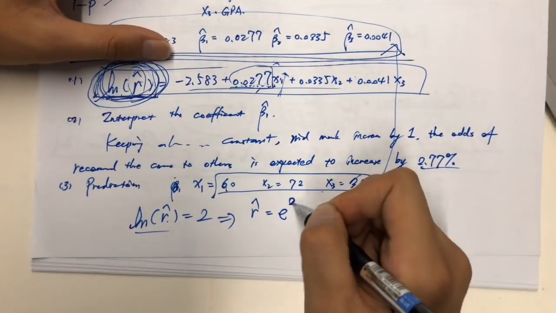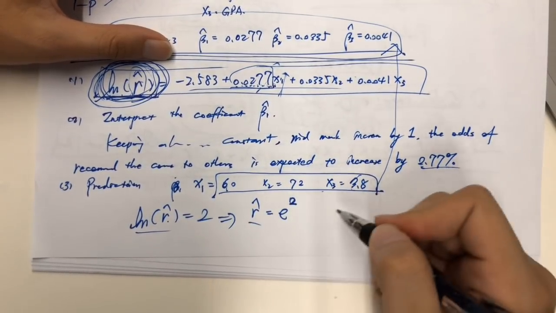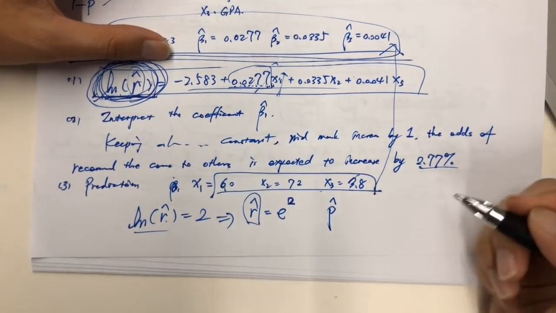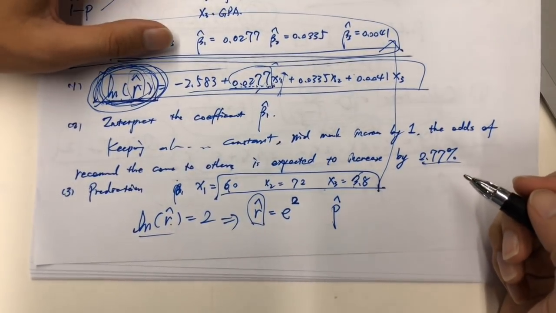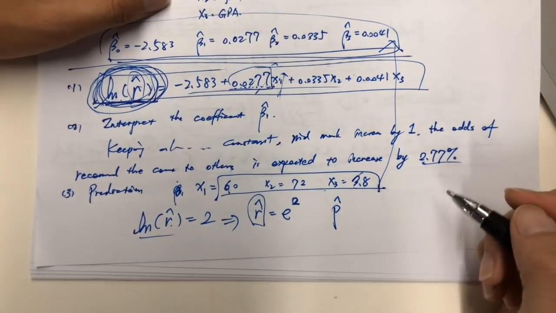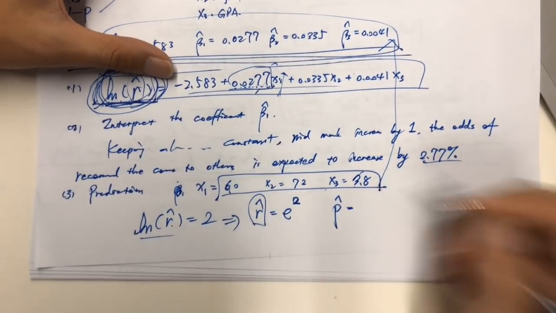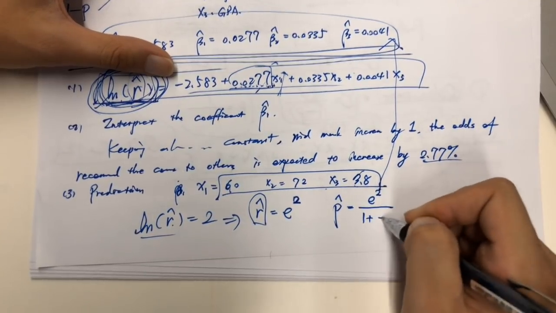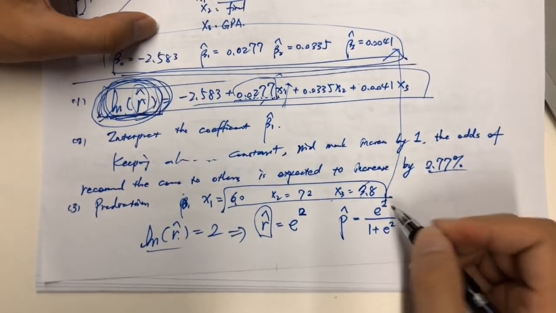Anyway, e to the power of 2 is r hat. Then, given r hat, you need to calculate p hat, the probability of recommending this course to others. So p hat is now given by e to the power of 2 divided by 1 plus e to the power of 2. So it's r hat.